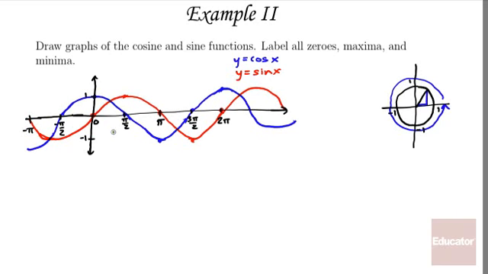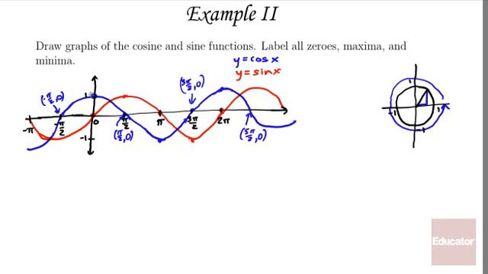On the cosine x, this is pi over 2, 0. That's a 0 right there. There's one right there, 3 pi over 2, 0. And this one, even though I haven't labeled it on the x-axis, is actually 5 pi over 2, 0, because it's pi over 2 beyond 2 pi. Negative pi over 2, 0. So those are the zeros of the cosine graph.